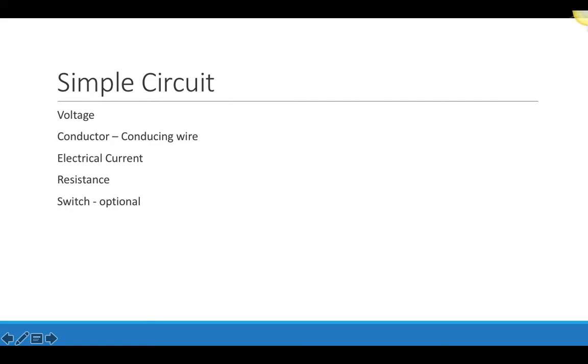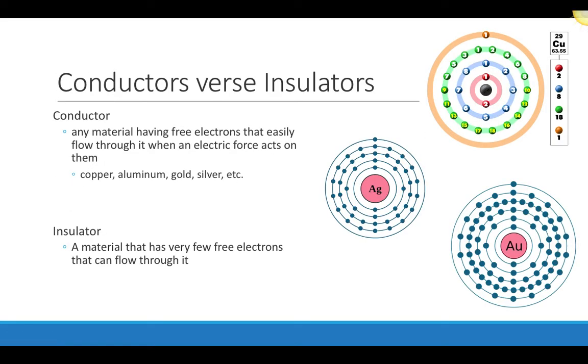So let's talk about those different items. Before we do that, we have to understand what a conductor is. We can classify materials as either conductors or insulators. There's actually something called a semiconductor, but we're not going to worry about that.